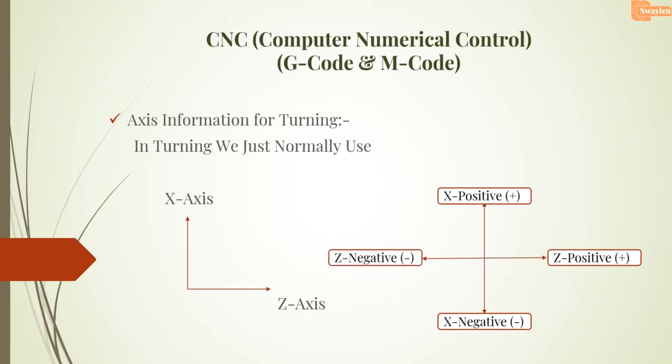You will see here the X axis is the upper side and the Z axis is the left-right side. The X is positive on the upper side and Z is positive on the right side. Okay, so this is some fundamentals of axes for turning. So next, our first operation is facing operation.